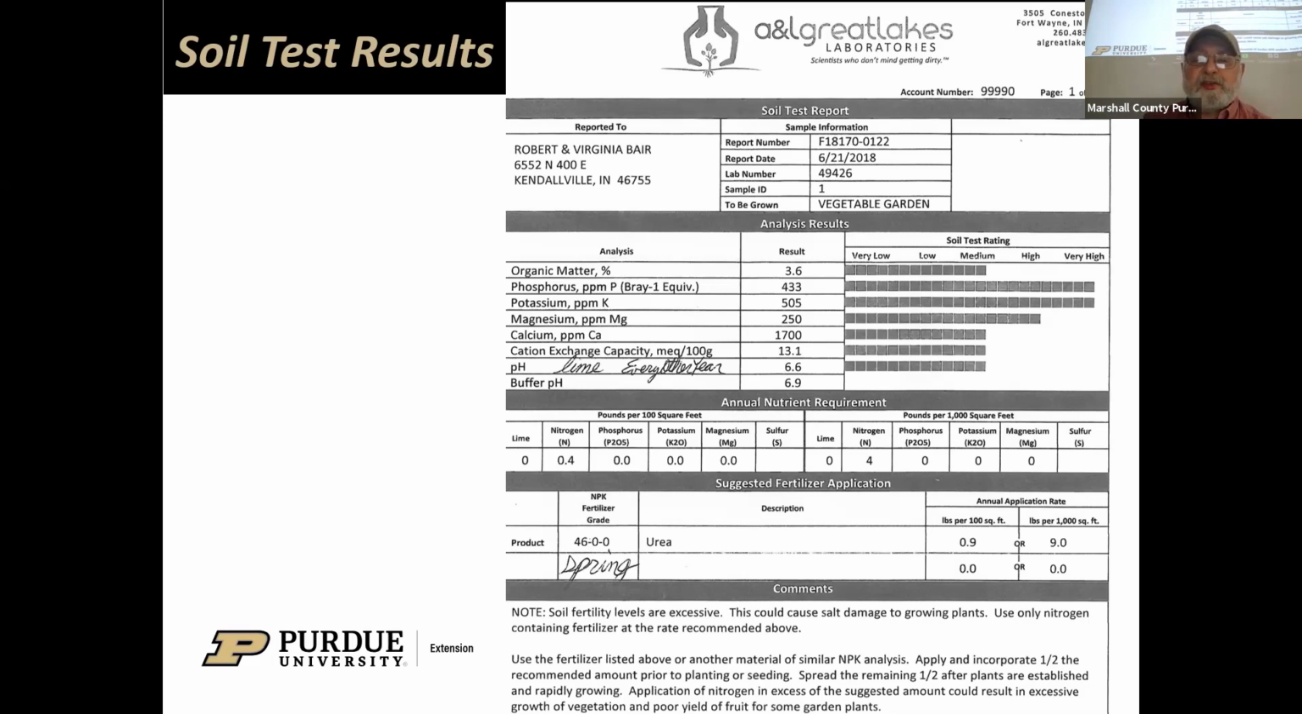This on the cation exchange capacity, that's what I was talking about. So it has a medium holding capacity. 13.1 is fairly high for a mineral soil. So that's a decent cation exchange capacity. The organic matter is 3.6. They call that medium, and for our native soils, that would be medium if we haven't done anything to them.